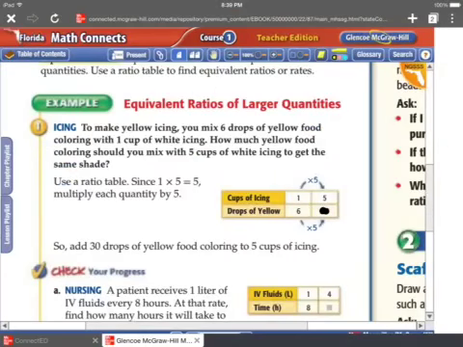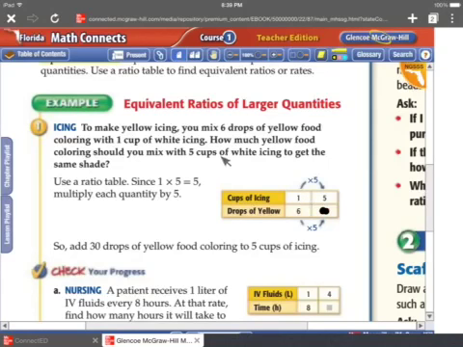Hello, you're tuning in to check out 4-2A, talking about ratio tables. So let's look at one of the first examples. We've got this first one here where it talks about icing the cake and using 6 drops of yellow food coloring for every 1 cup of icing. That's represented here in our table. 1 cup of icing, 6 drops of yellow.